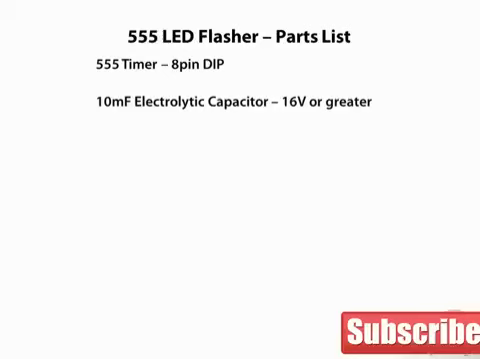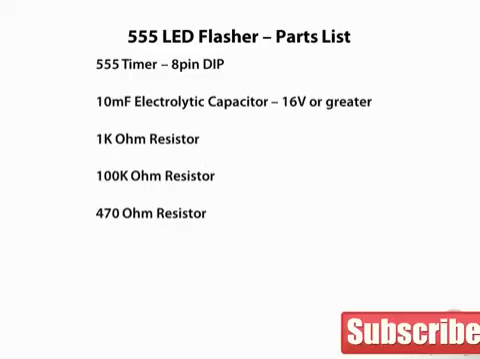The parts that we're going to need for our 555 LED flasher circuit are as follows. We'll need a 555 timer, and since we're using a breadboard, we'll want the package variety of an 8-pin DIP, which stands for dual inline package. We'll need a 10 microfarad electrolytic capacitor, 16 volts or greater. We'll need a 1K ohm resistor, a 100K ohm resistor, and a 470 ohm resistor. All the resistors, their wattages aren't real important. We're not passing a lot of current through them, so your standard 1/8 or quarter watt resistor will be fine.